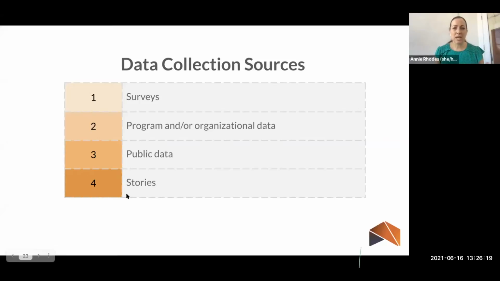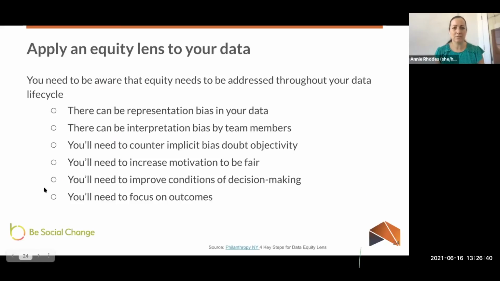So there's a number of ways that you can collect the data. I mentioned asking your community. You can use surveys. You can use program or organizational data. You could pull that public data in. You could pull those stories in, but collecting them in one place to really coalesce around that data.